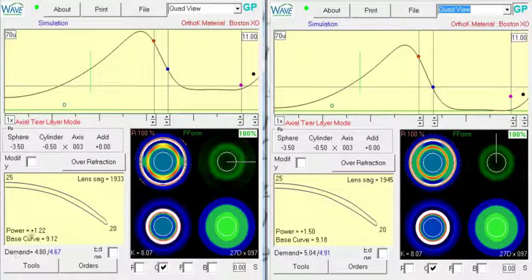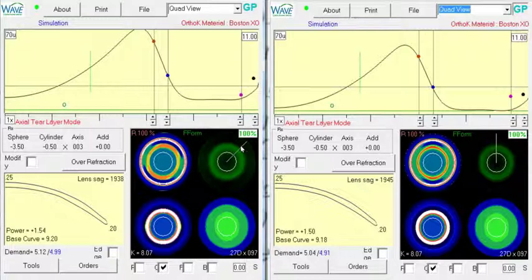And when we change that, you'll notice the power drops. You have to bump this up so that we don't undercorrect. So we were originally at 150. We want to go back to 150. That looks pretty close.